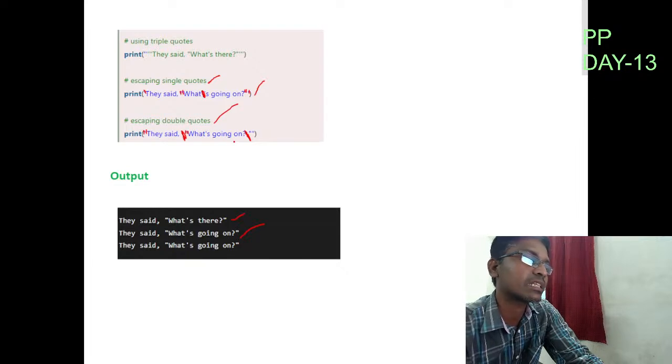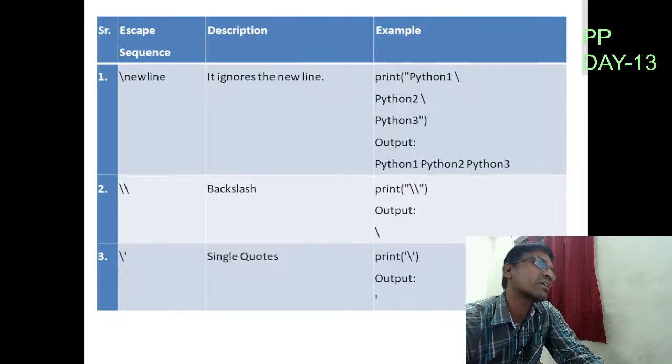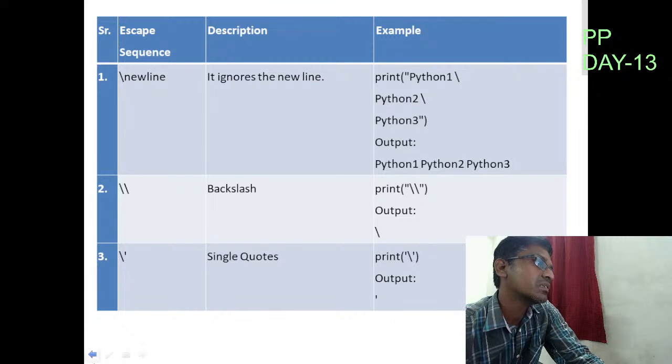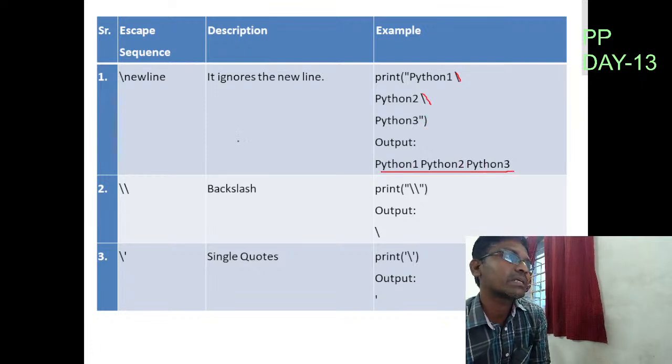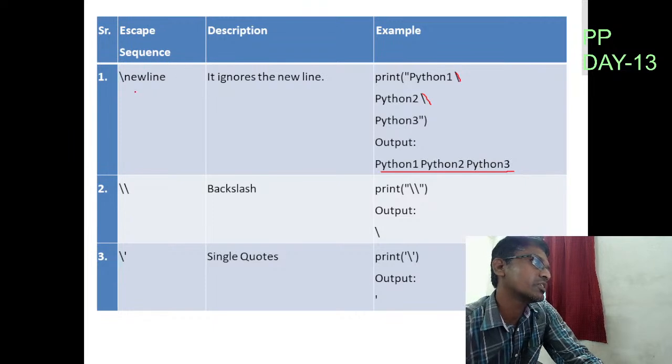The escape sequence characters are written by using a backslash. So these are the different types of escape sequence characters. You can use a backslash followed by n for a new line. For printing a new line, you have to use a backslash. For example, print Python 1 backslash n Python 2 backslash n and Python 3. Then the output will be like this: Python 1, Python 2, and Python 3. So that is a new line.